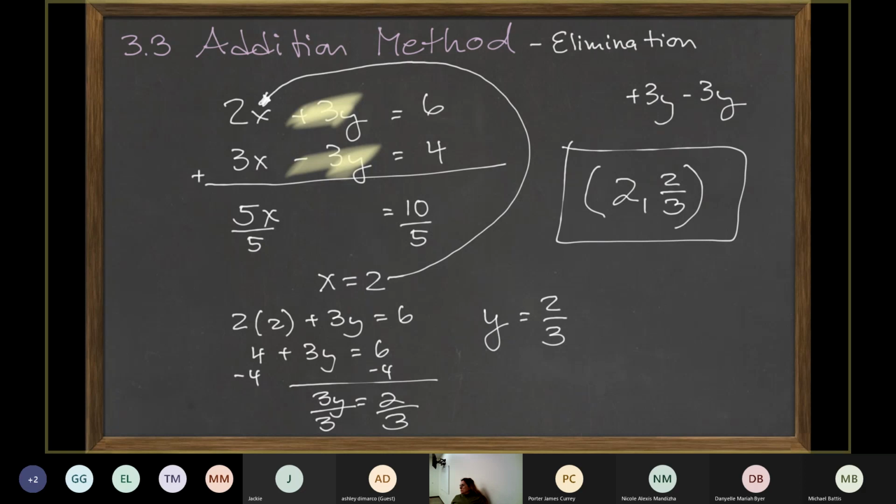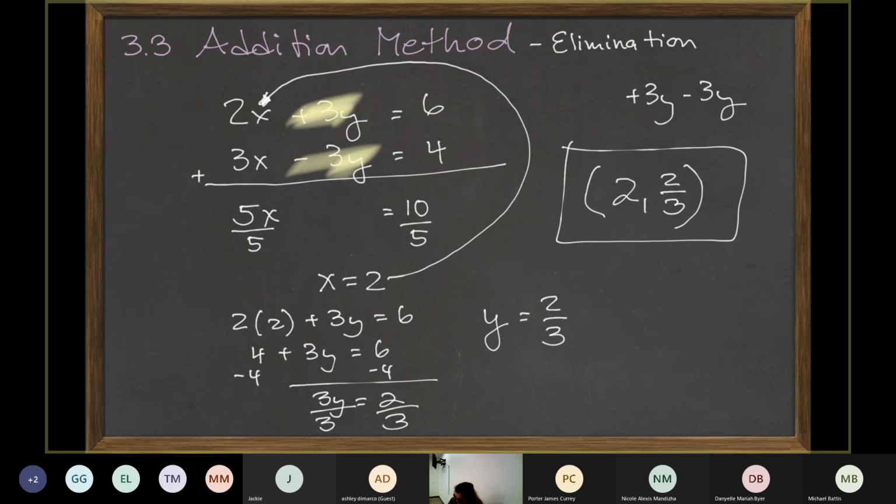But that only works because we had nothing to do but add. That's the easiest type of addition. Don't worry, there's one like this in the book, because most of them don't look like this. Most of them you have to do something. You either have to multiply one or both equations by a number to get opposites here. And that's what we're going to practice.